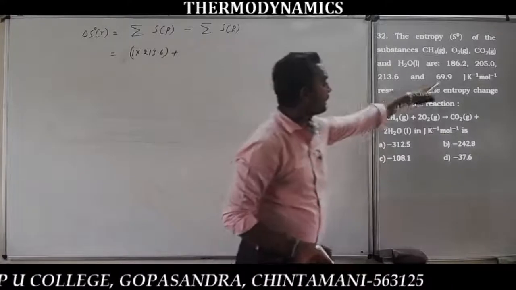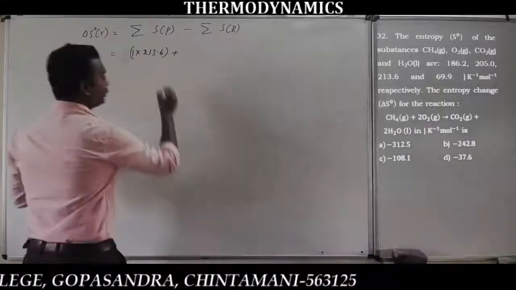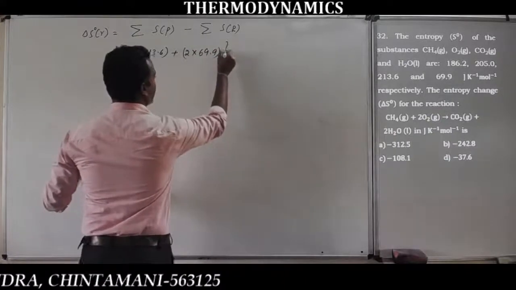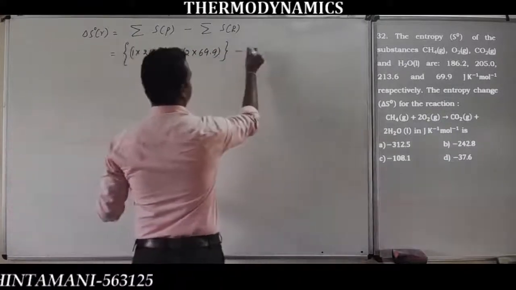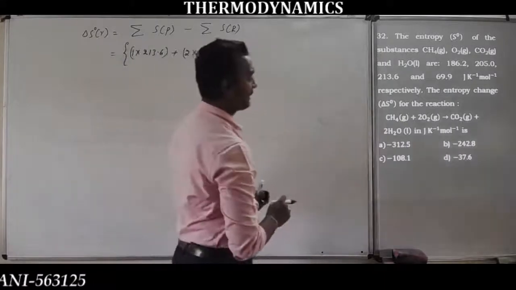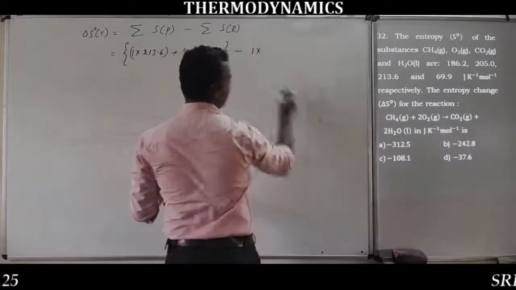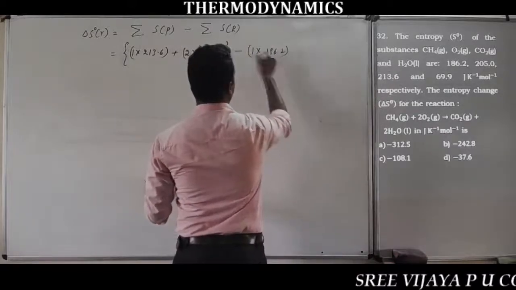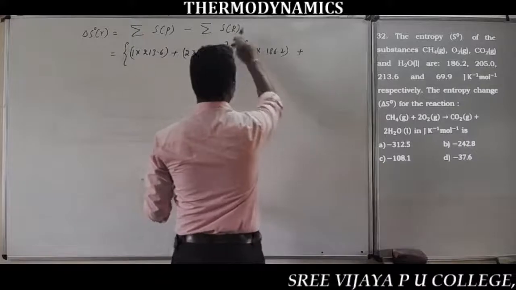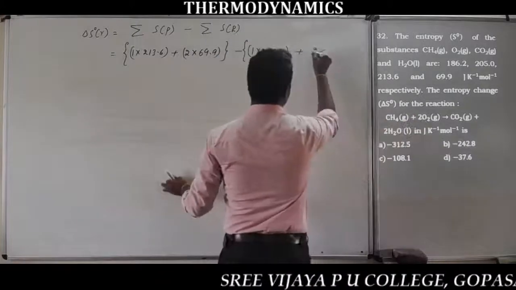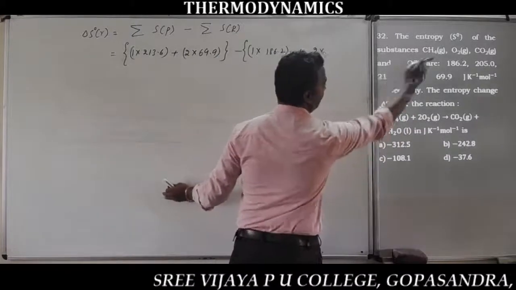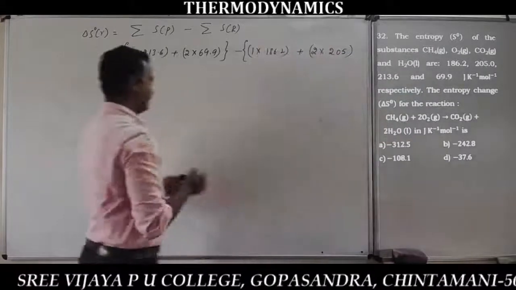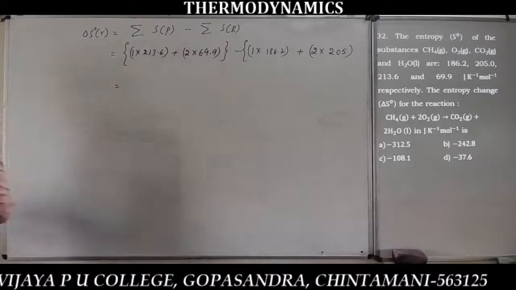ವಾಟರ್ ಗೆ ಎಂಟ್ರೋಪಿ ಕೊಡಿ ನೋಡಿ, that is 69.9, 2 moles into 69.9. So this is for products minus summation of entropy of reactants. CH4 ಇದೆ, that is 1 mole in the given equation. CH4 ಗೆ ಎಷ್ಟು ಬರುತ್ತೆ, that is 186.2 plus ಇನ್ನೊಂದು reactant ಯಾವುದು, that is oxygen, that is 2 moles. Entropy of oxygen is given, 205.0. So ಇದನ್ನ ಮಲ್ಟಿಪ್ಲೈ ಮಾಡಿಕೊಂಡು ಮತ್ತೆ ರಿವರ್ಸ್ ಮೈನಸ್ ಮಾಡ್ಕೊಳ್ಳಿ.